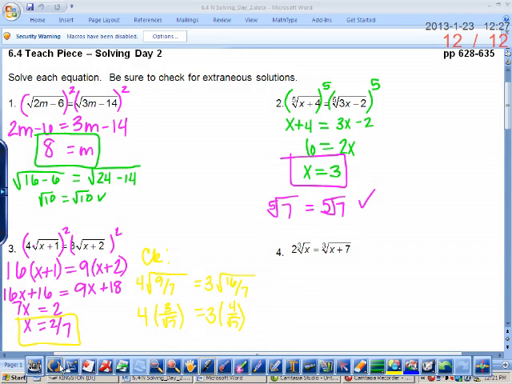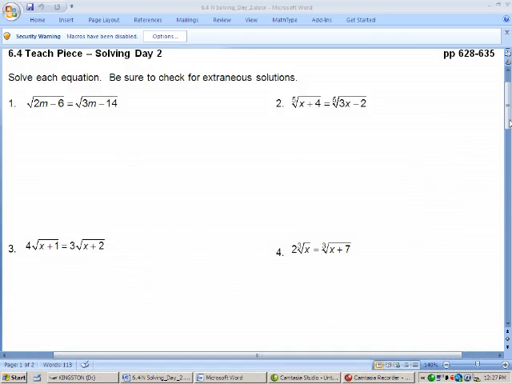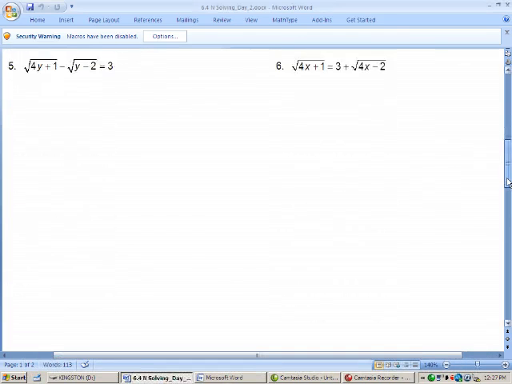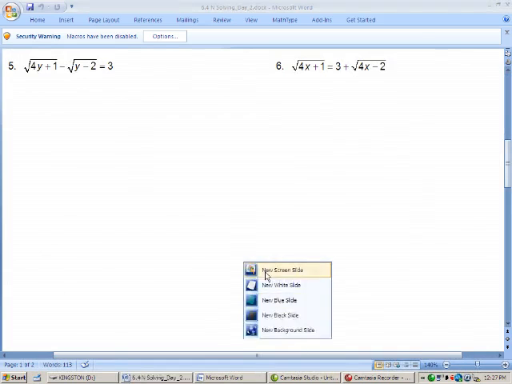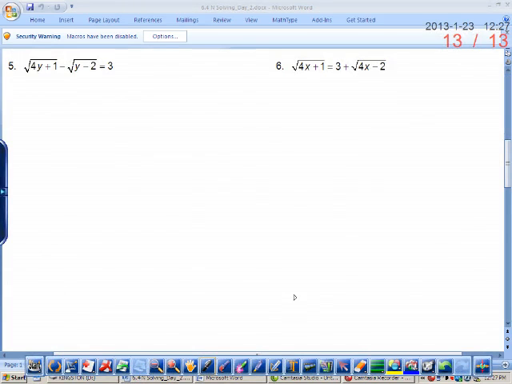All right, we're going to skip the number 4 that is written here. And let's go to number 5. The square root of 4y plus 1 minus the square root of y minus 2 equals 3.